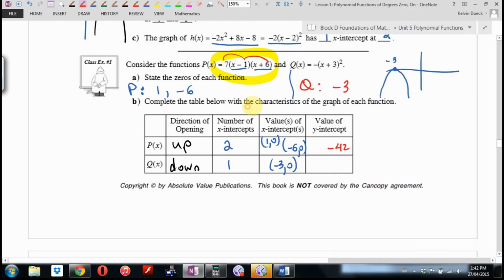In other words, here, the constant term is going to be 3 squared, which is what? Times negative. Help me out. I guarantee that's the y-intercept.